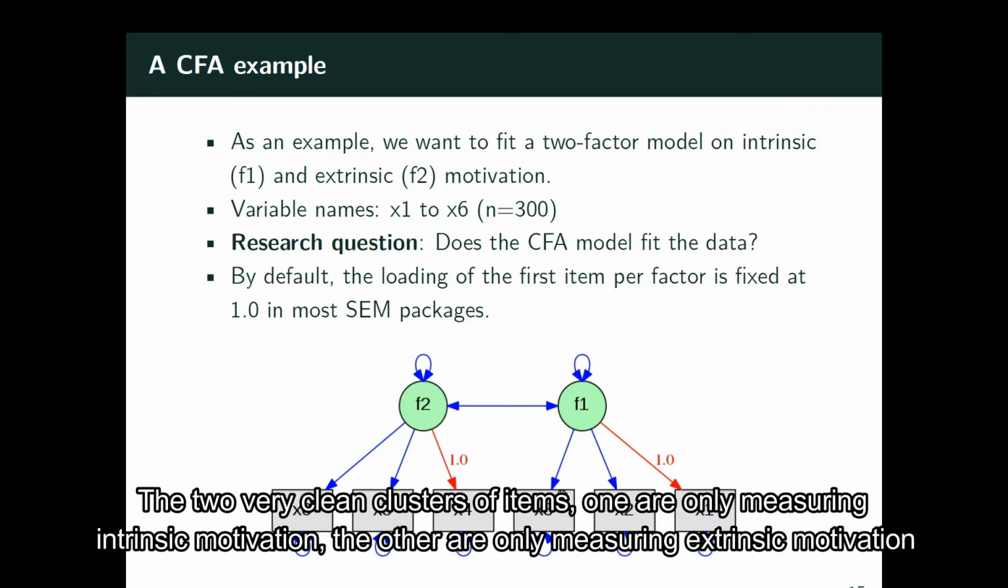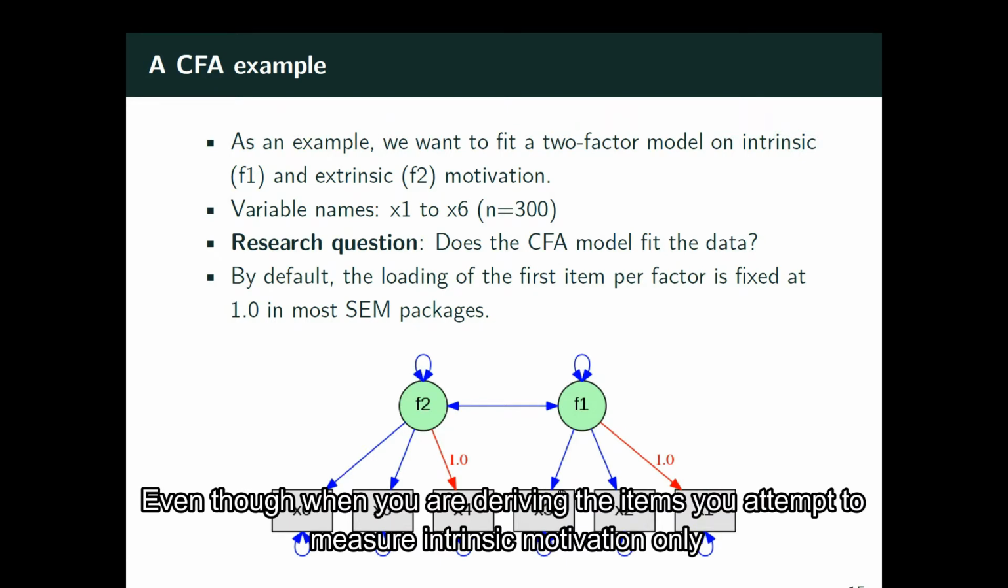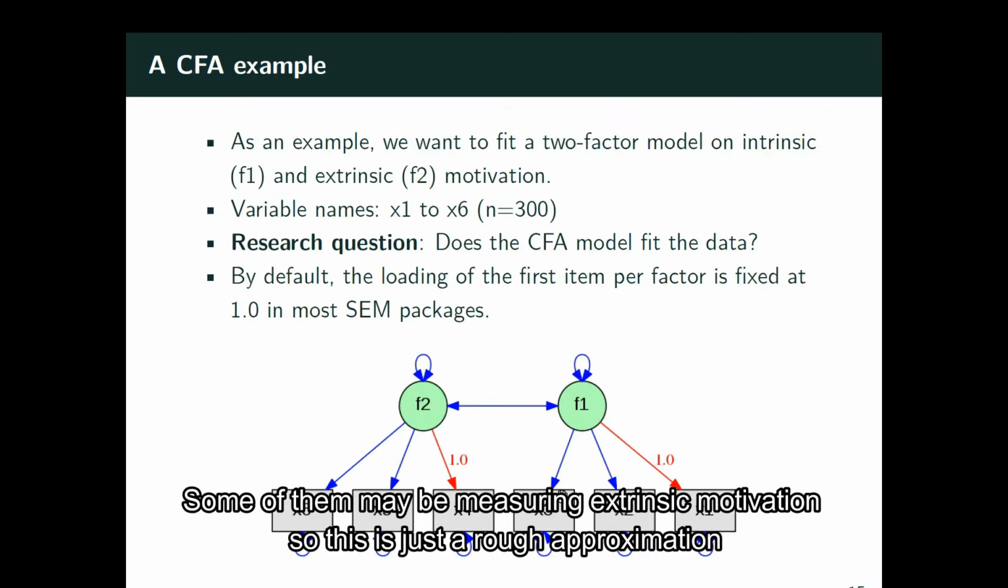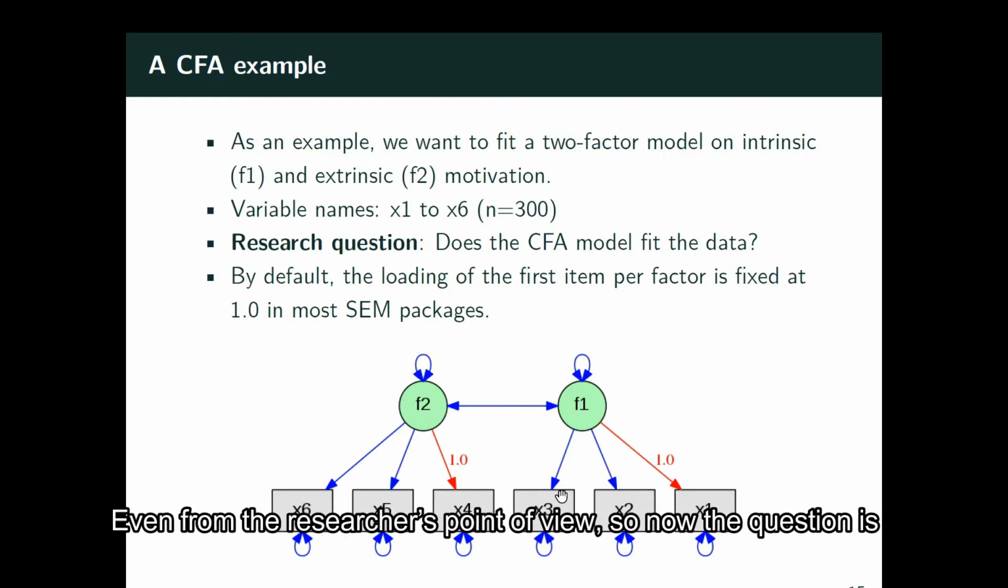There are two very clean clusters of items. One is only measuring intrinsic motivation, the other is only measuring extrinsic motivation. Even though when you are writing the items, you attempt to measure intrinsic motivation only, there may be some of them measuring extrinsic motivation. Okay. So this is just a rough approximation. This is just a tentative model. We don't believe this model is correct, even from the researcher's point of view.